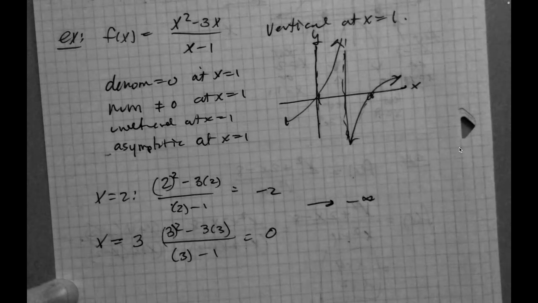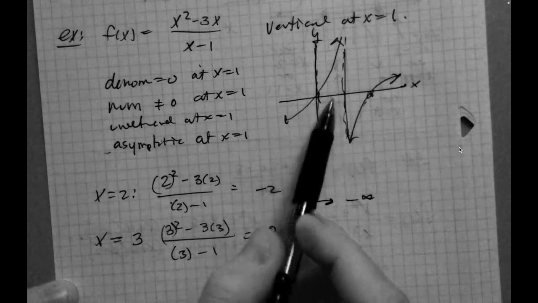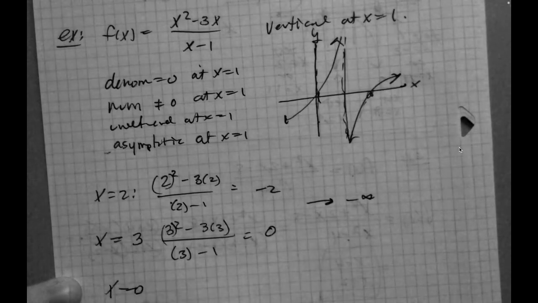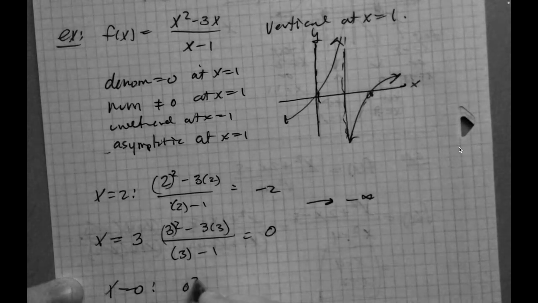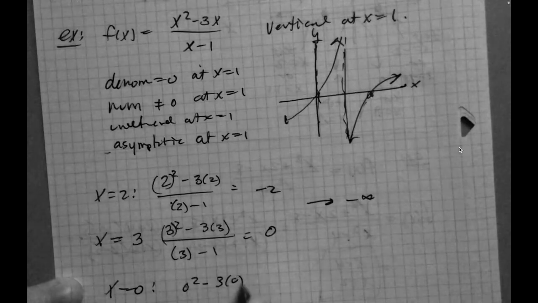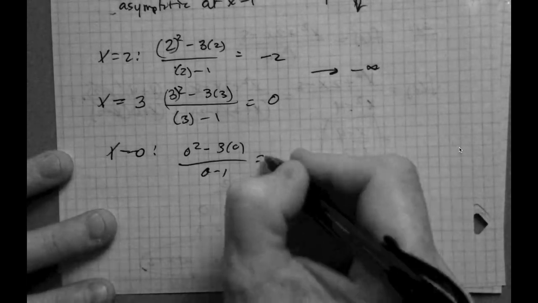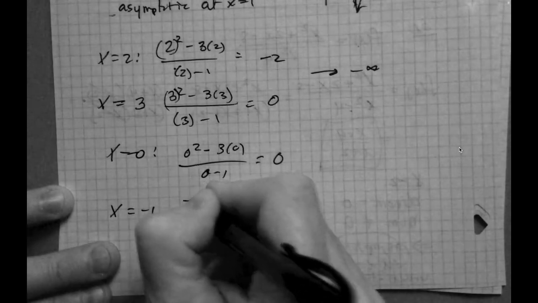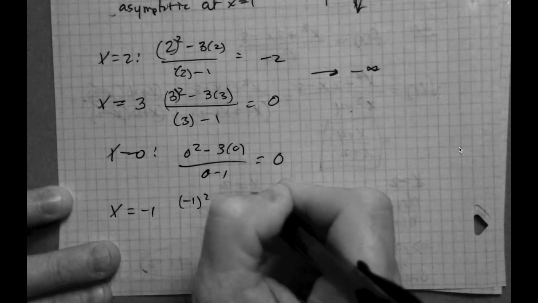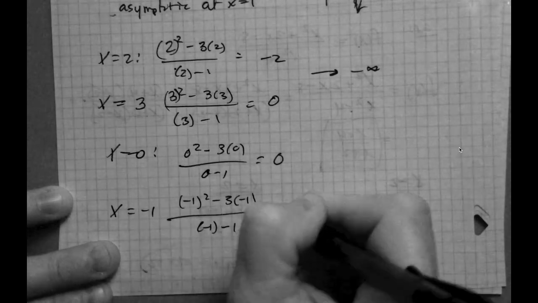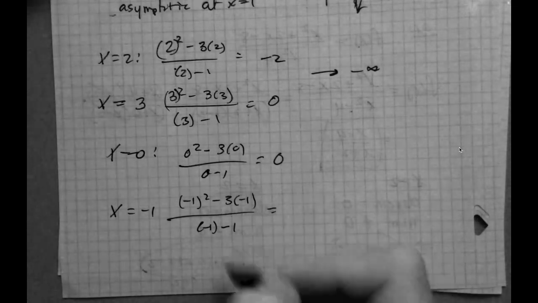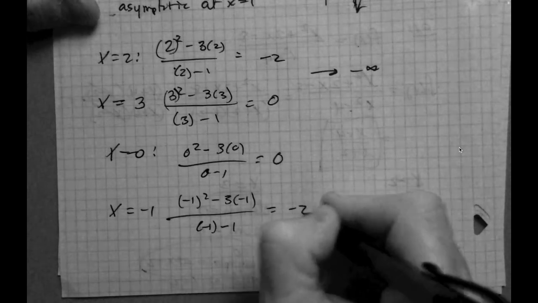And we could do the same thing on the other side. So we could test x equals 0. And we get 0 squared minus 3 times 0 over 0 minus 1. So that's a whole bunch of zeros. And we could test x equals negative 1. And then we get negative 1 squared minus 3 times negative 1 over negative 1 minus 1. Okay, run through all of that, you'd get 1 plus 3, so you'd end up with a negative 2 altogether here.